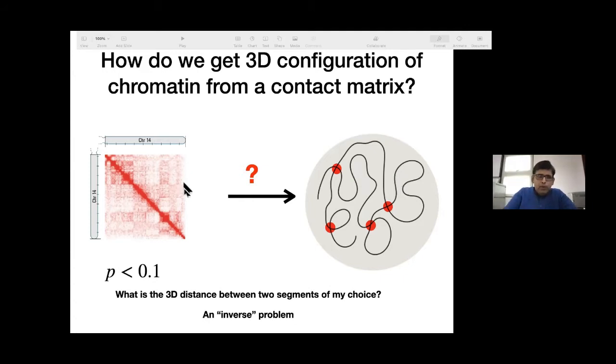And one thing I want to point out is that these contact probabilities are not very high. If these contact probabilities were close to 1, we could say that, okay, I put contacts between all these regions and then I would just equilibrate. But these contact probabilities are themselves very small, often 0.1 or smaller than that. And therefore, this is a slightly tedious task. And as I will show soon, this is an inverse problem, and I'll explain what I mean by that. And once I have this 3D organization of the chromatin, I can ask biologically relevant questions like what is the 3D distance between two segments, like enhancer and promoters, and so on and so forth.